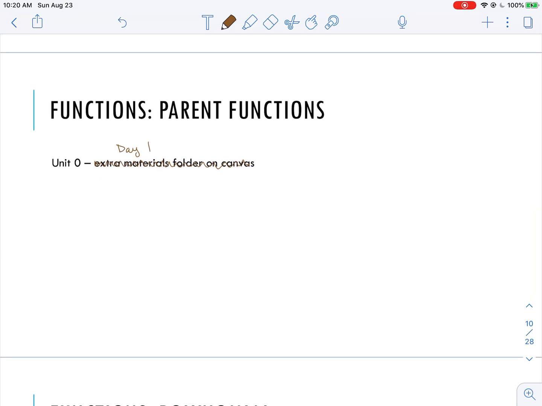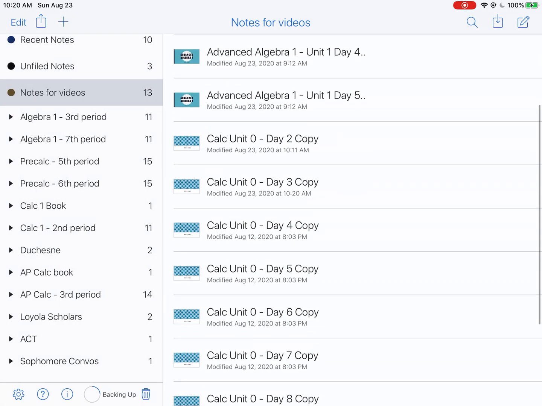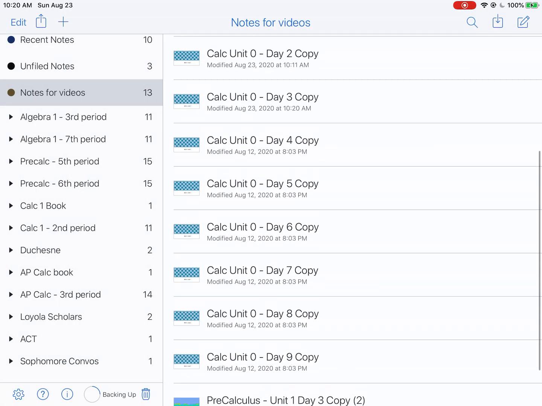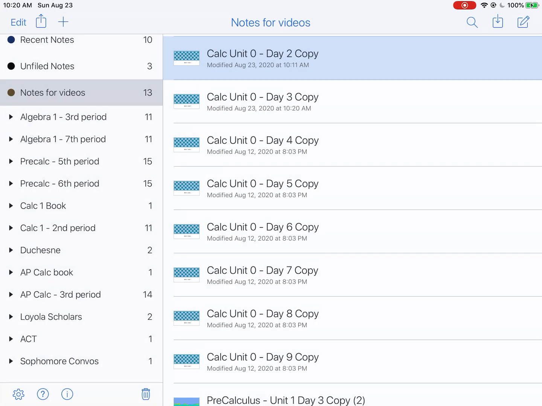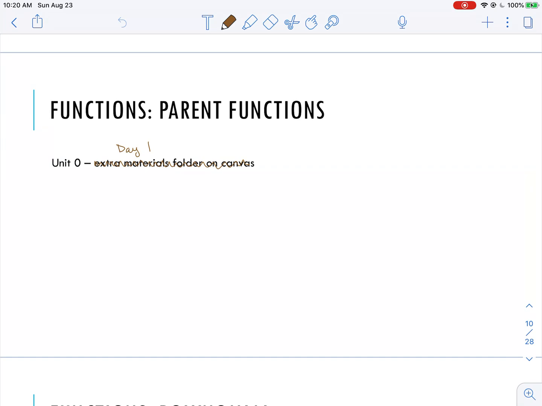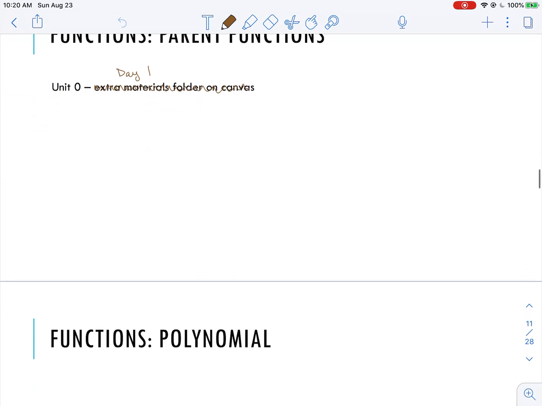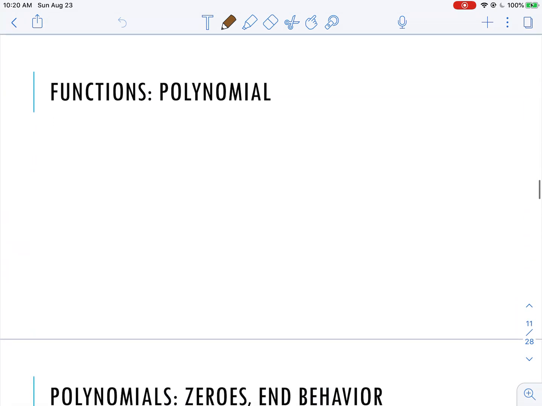Parent functions, we went through that worksheet in the Unit 0 Day 1 notes, so you guys can go ahead and go back and look through those. I may have deleted it. I did delete it. So you guys can go back and look at those parent functions that we went through on that sheet.